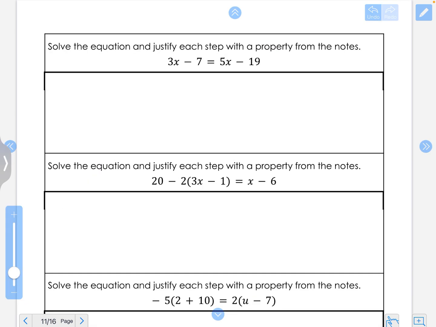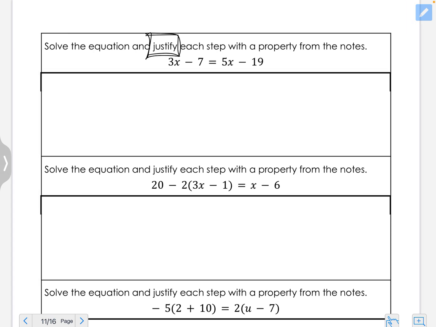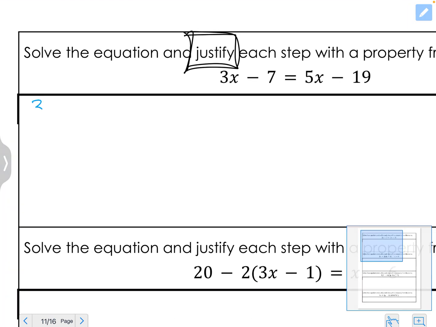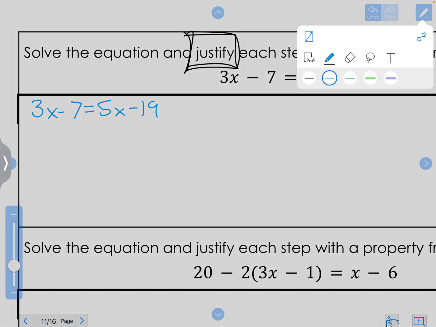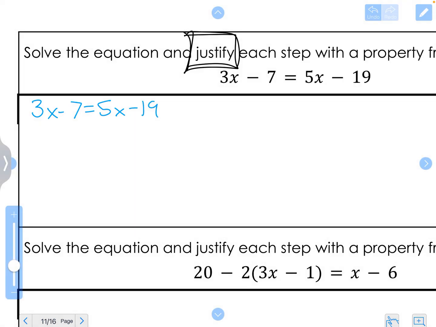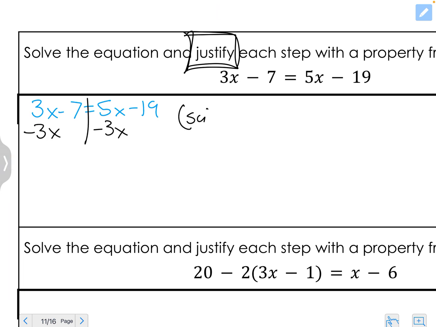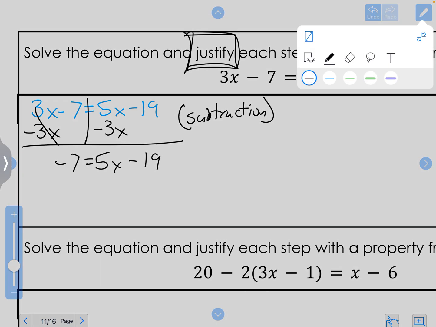So we are going to use these properties to solve equations and prove that we are solving equations. So you've got to go step by step and prove or justify what you're doing and why you're doing it. So if this is the first problem we're going to start with, again, if we've got variables on both sides, there's a whole bunch of different ways you can do it. Everyone can do it a little bit differently. So the first step I'm going to do is subtract 3x from both sides. So the principle that I'm using is our subtraction property. So we get negative 7 equals 5x minus 19.